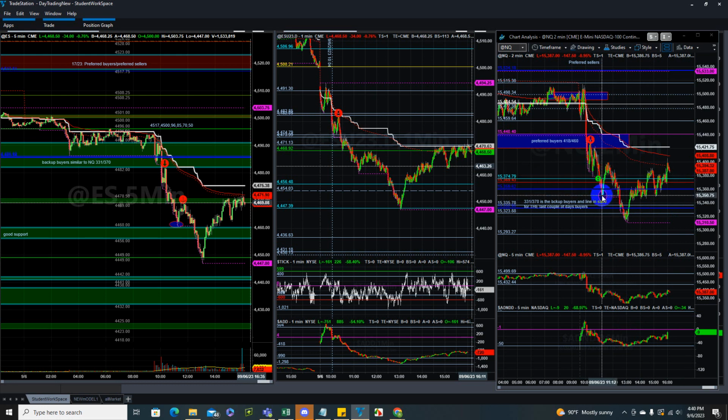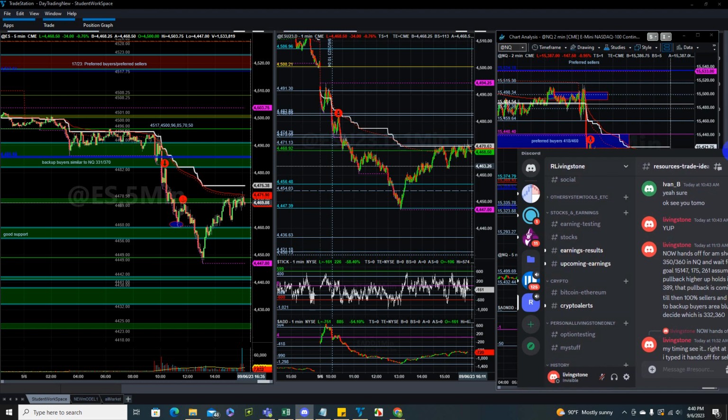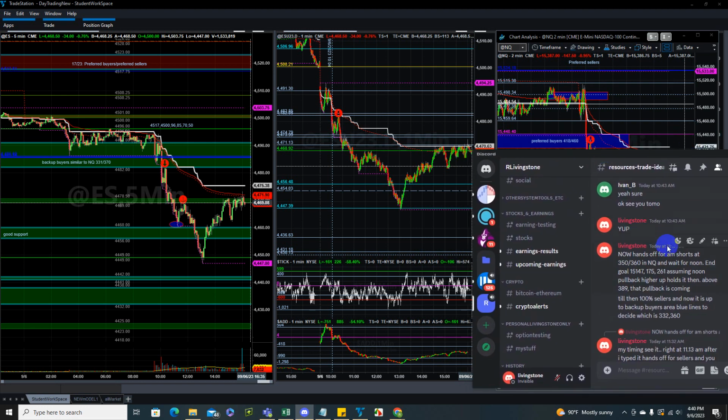But here at this circle at around 11:13, I said hands off, you know, like no more shorts. See here 11:13. Now hands off for AM shorts at 350 NQ and wait for noon. End goal is this. This is the end goal, right? But at that time it's a hands off, okay.